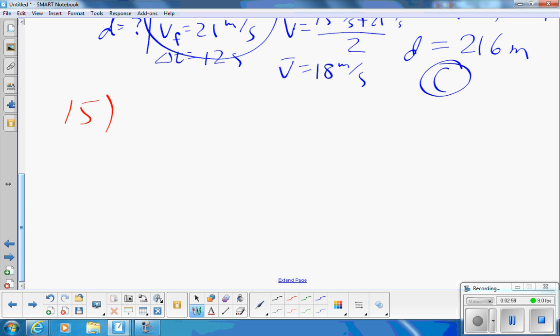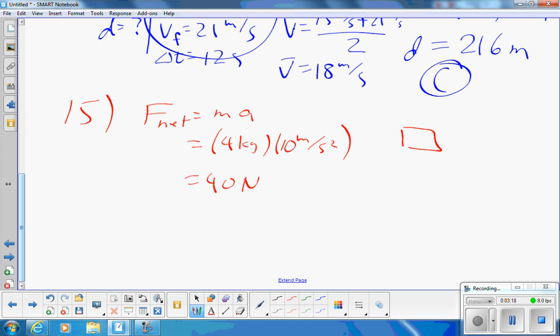Number 15. Okay, another thing with two forces on it. In this case, they give me mass and acceleration. So I'm going to calculate the net force. That is 4 kilograms times 10 meters per second squared. And that gives me a net force of 40 newtons. That is not the answer, because they tell me that I've got a 50 newton force in this direction, some unknown friction force here, and the net force is 40. They want to know the friction force.